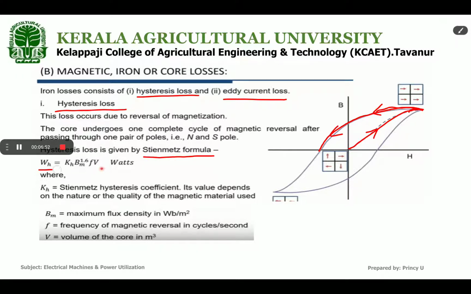We have already studied Wh equals Kh Bm raised to 1.6 f V watts, where Kh is the hysteresis coefficient, Bm is the maximum flux density, f is the frequency of magnetic reversal in cycles per second, and V is the volume of the core. Okay, and the area of this loop gives the hysteresis loss.